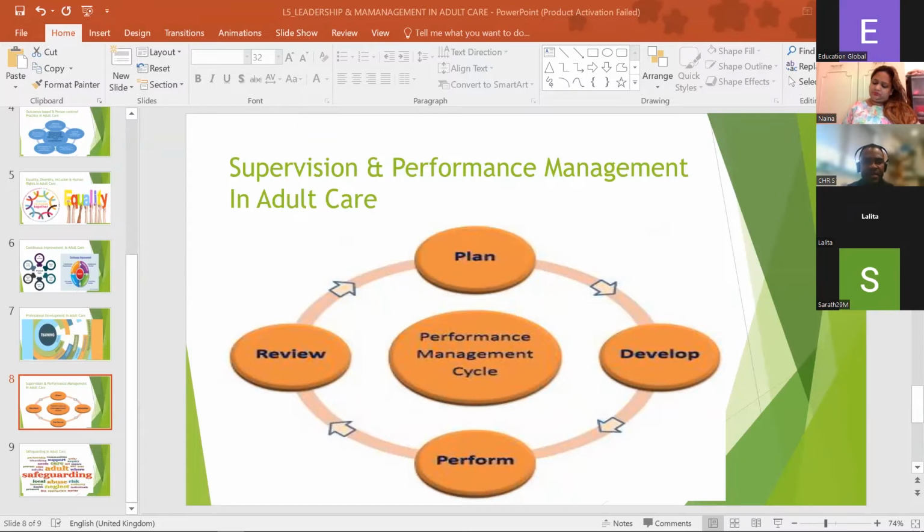Okay, thank you. So one of the things leaders and managers do is they supervise to ensure that your staff are doing the right thing. They are performing at the right level, meeting the standards. So in this unit, we'll be looking at the purpose of professional supervision in adult care settings. Then we'll be talking about some theories and some models of professional supervision. Then we'll also discuss the process and the practice. How do we do supervision? The process and practice of supervision and performance management.